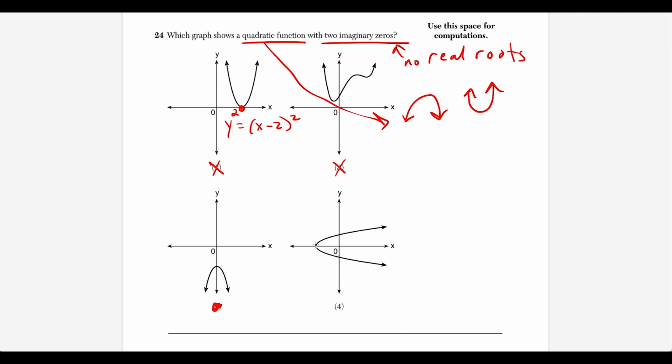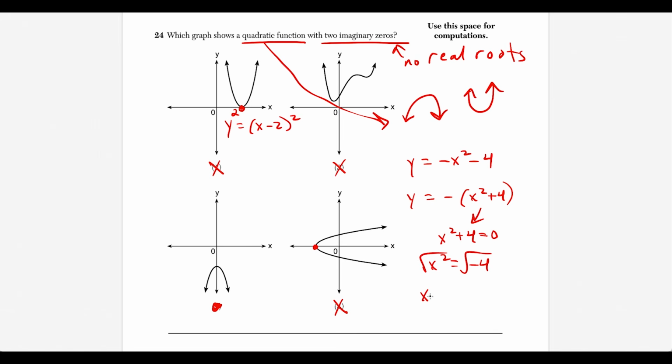And notice, if we treat it as an equation, we have a root here that is crossing the x-axis at this location. So this one is out. And then for this choice, the actual answer, let's say I actually write a function for it. It looks like negative x squared, let's say minus 4. And this I could factor to negative (x squared plus 4). And if I set this part equal to 0, x squared plus 4 equals 0 is true when x squared equals negative 4. And if I take the square root of both sides, I get x equals plus or minus the square root of negative 4, which is i times 2, or 2i. So here is our function with 2 imaginary roots, and it's a quadratic function.